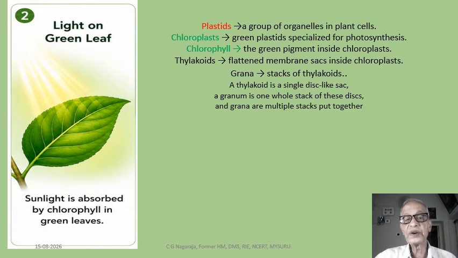And these thylakoids stack up one upon the other. They are called grana. A thylakoid is a single disc-like sac. A granum is one whole stack of these discs. Grana are multiple stacks put together.